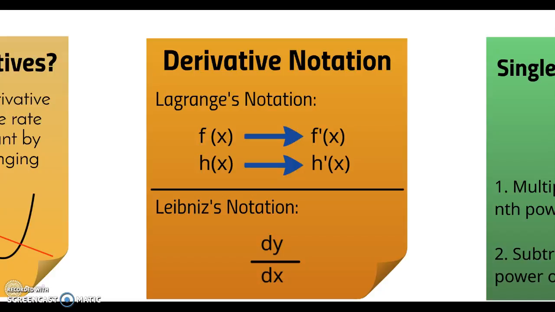It is also important to know when you're being asked to find the derivative of a certain function, for which there are two main types of notation. The first type is Lagrange's notation, which is to write a function with a prime mark. As you can see here, f of x becomes f prime x, and h of x becomes h prime x. The other type of notation is Leibniz notation, which is to write the derivative of a function f as dy over dx. This represents the difference in y over the difference in x. You can simply think of it as rise over run, a technique used to find the slope of a line.